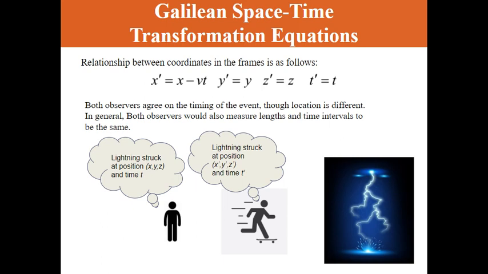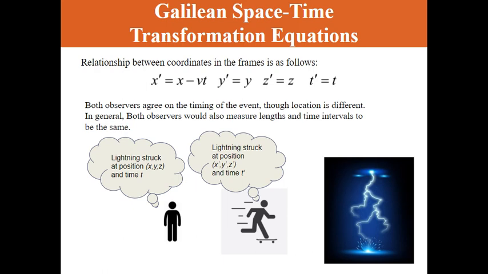In the case where the frame S prime here is moving to the right, then the only difference in the coordinates is just the horizontal coordinate x and x prime. So we just have to account for the fact that the moving frame kind of gets closer to the event. So the x coordinate in the moving frame, x prime, is probably going to be smaller than x in the Earth frame where O is standing.